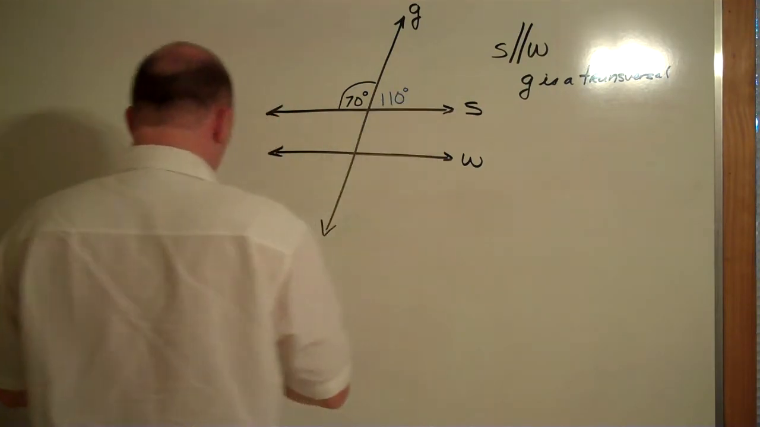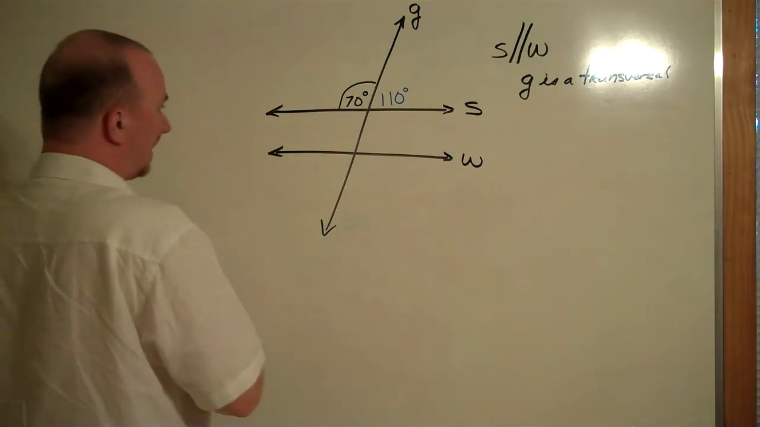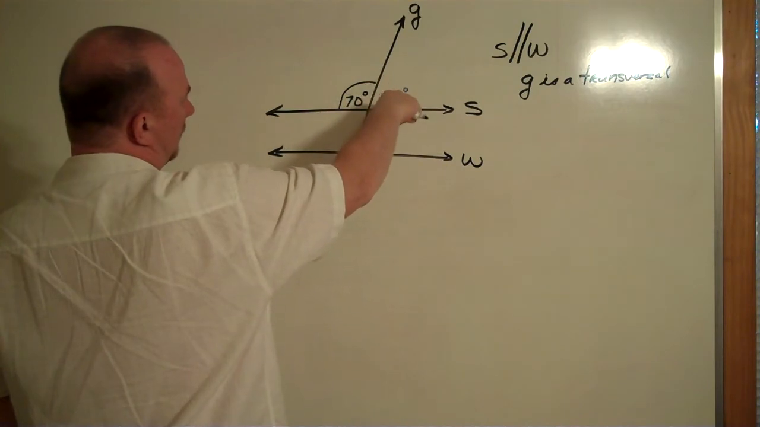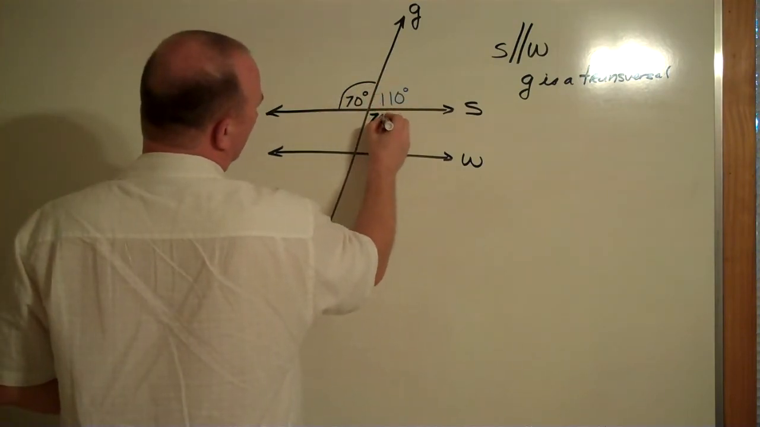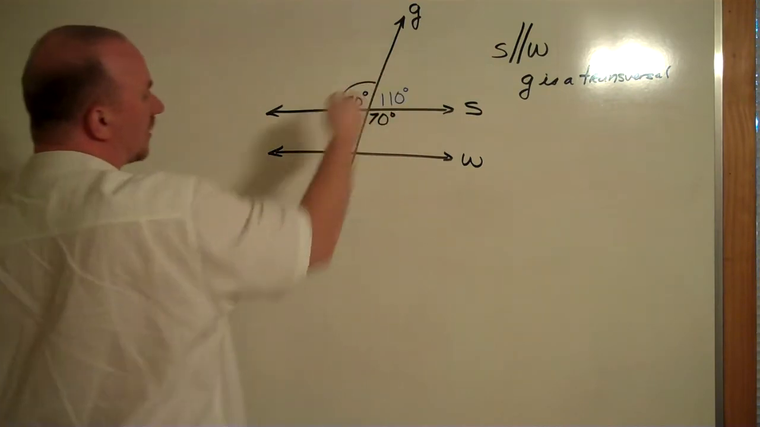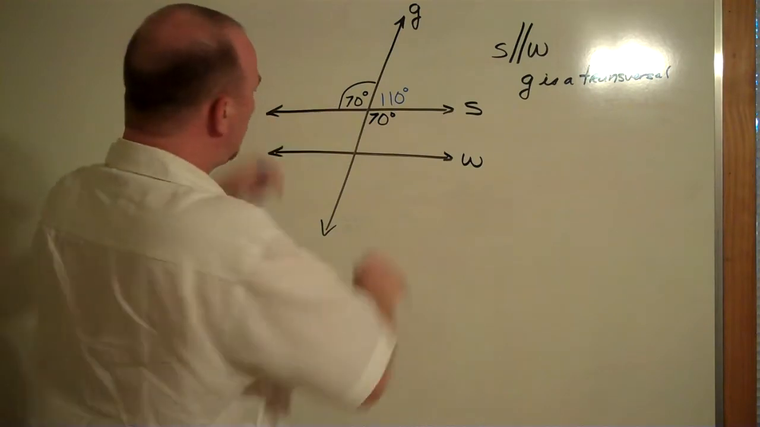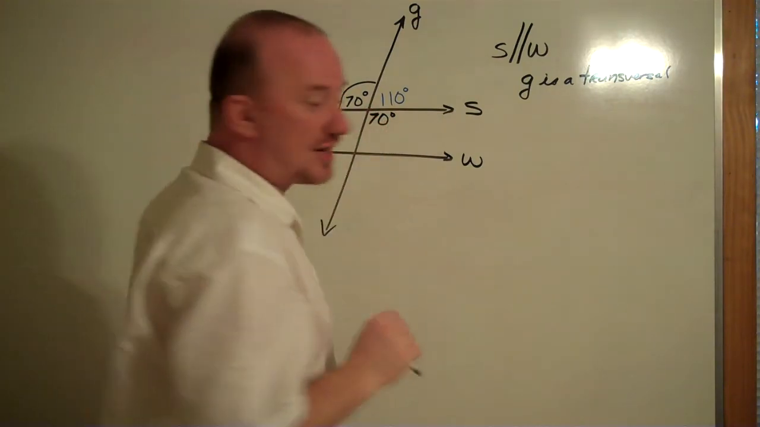As soon as you put that 110, you would automatically know this one right here. Now look at this line, G. 110 and 70 add up to be 180 degrees. We already knew that this one should be 70 because these two angles were corresponding angles and they're equal to each other.